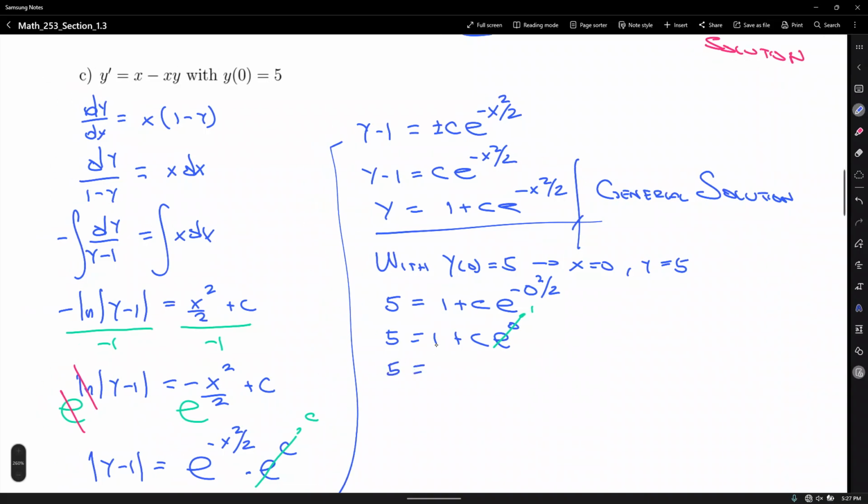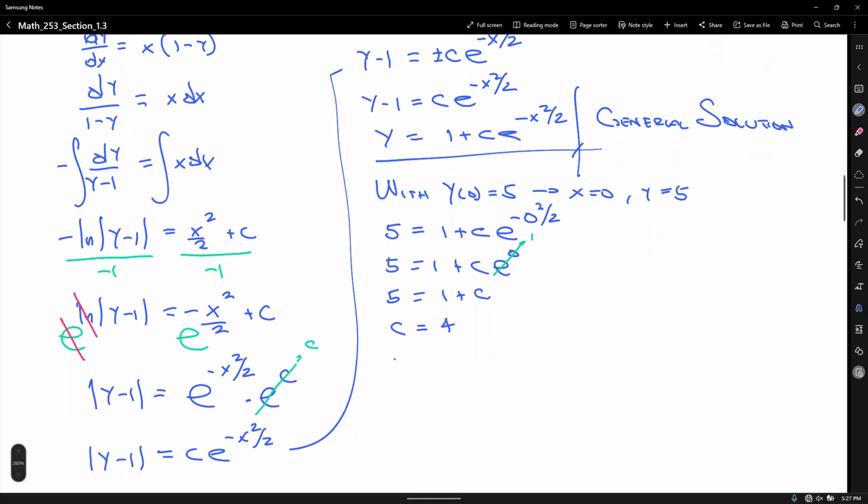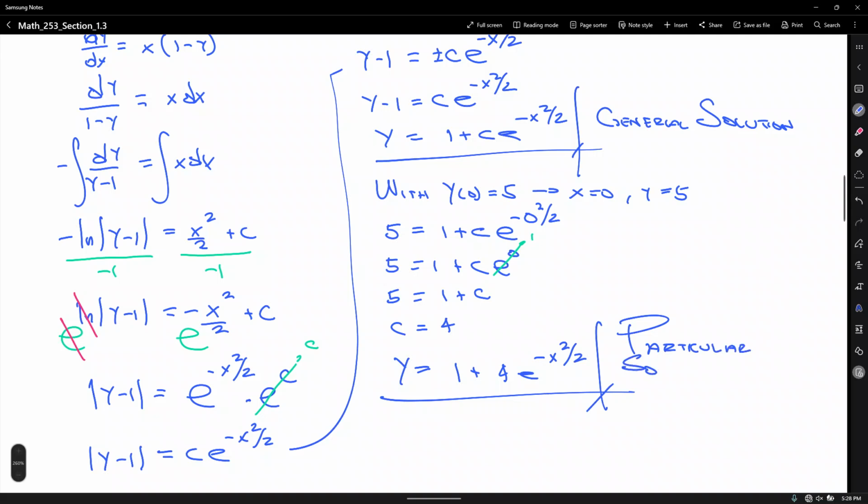So this is 5 equals 1 plus c times 1, which is just c, and c equals 4. So that is the constant of integration here, right? Now we need to go back to our general solution and write our particular solution. y equals 1 plus 4e to the negative x squared over 2. Final answer. All right. Let me label this as a particular solution. Again, with c's general, without the c's particular.